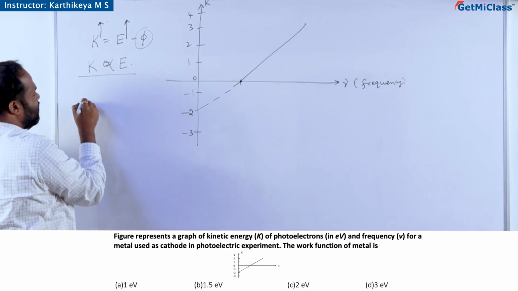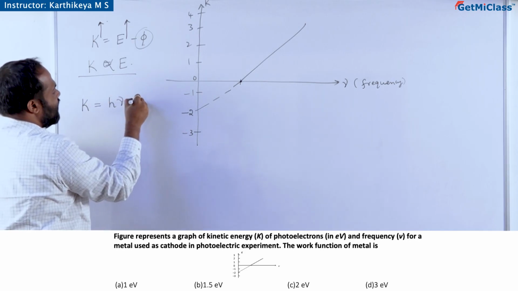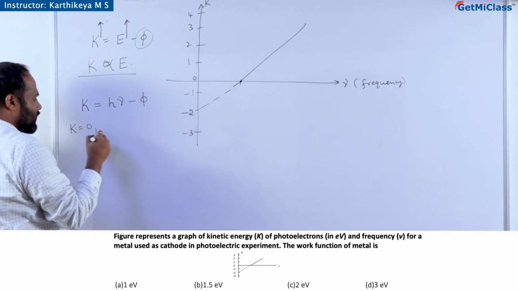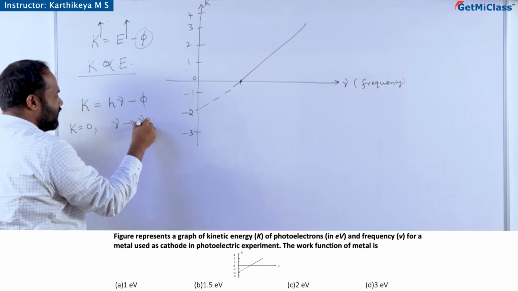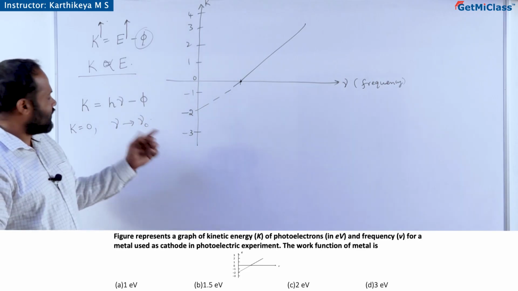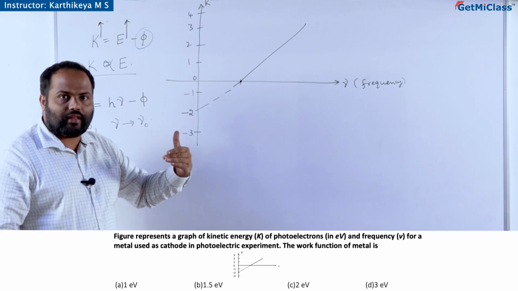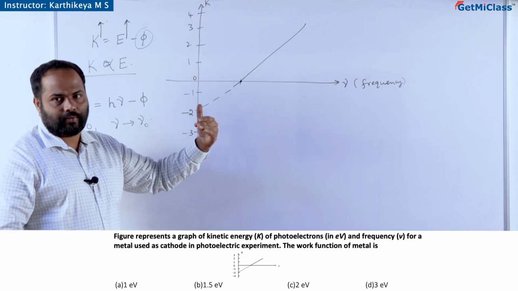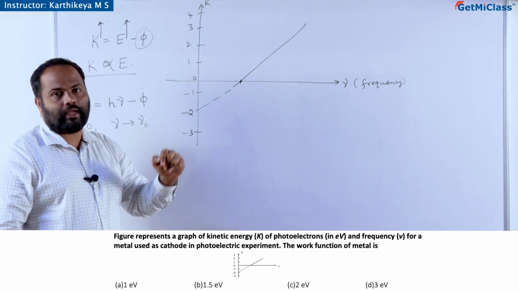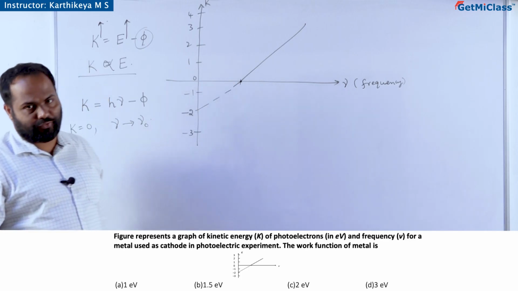Okay. Now, coming back to the equation, kinetic energy is h nu minus phi. For kinetic energy to be 0, nu should be nu naught. Means what does it mean? When the kinetic energy is 0 means electron is just emitted out of the surface. That means the frequency is the minimum frequency that will enable the electron just to come out of the surface.